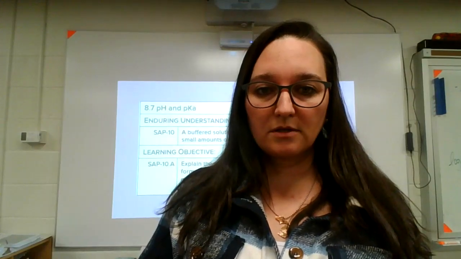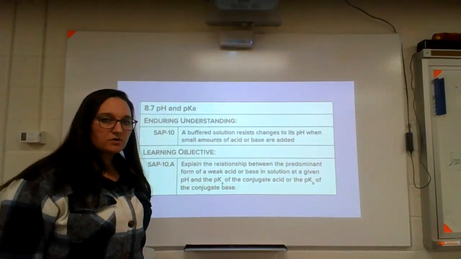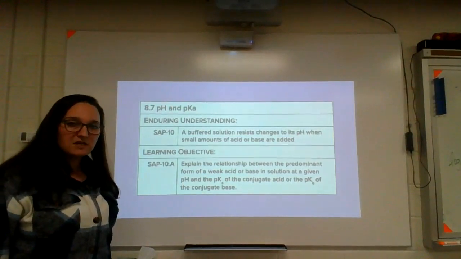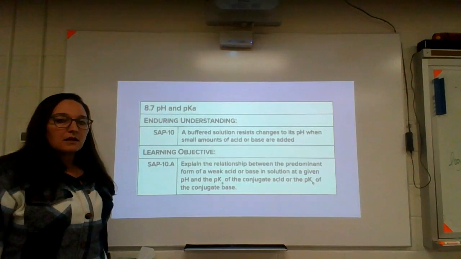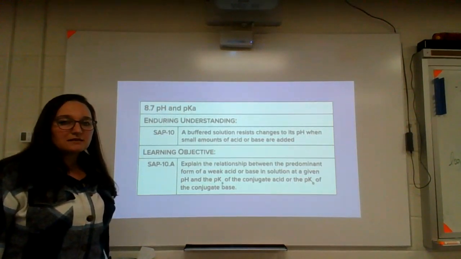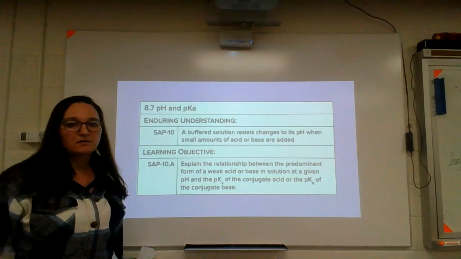Hello, AP Chemistry students. These are your notes on 8.7, the pH and the pKa. So our enduring understanding is that a buffered solution resists changes to its pH when small amounts of acid or base are added. In this lesson, we will learn to explain the relationship between weak acids and bases in solution at a given pH and the pKa of the conjugate acid or the pKb of the conjugate base.